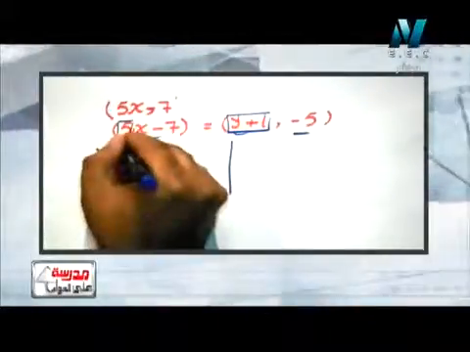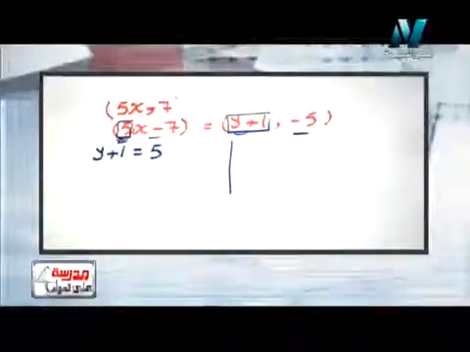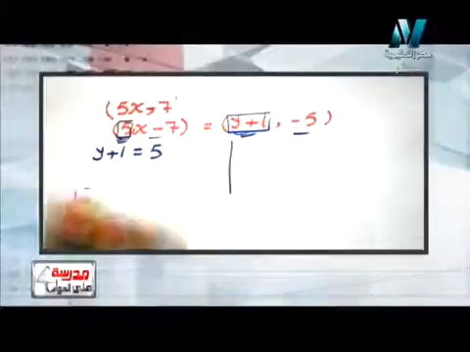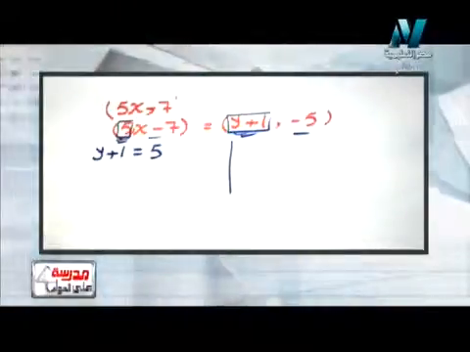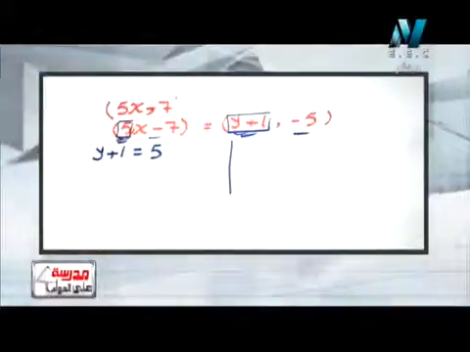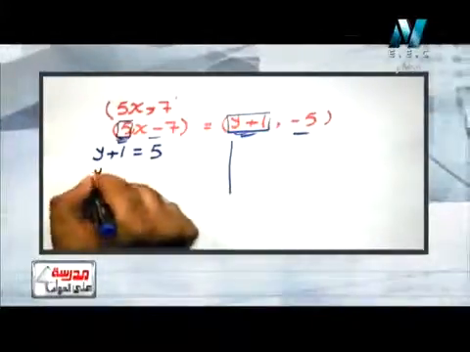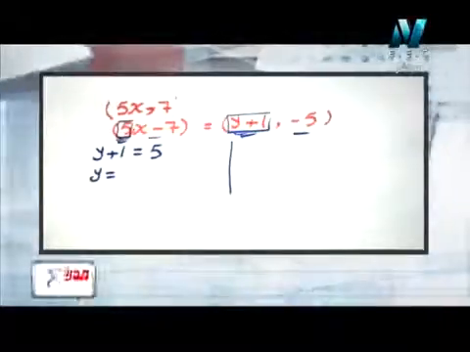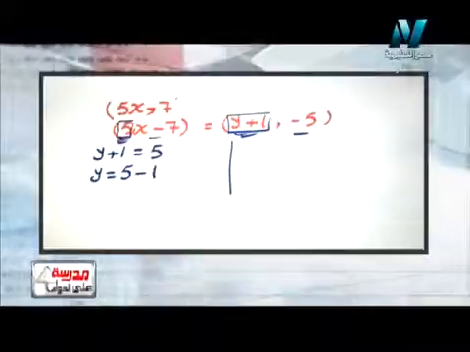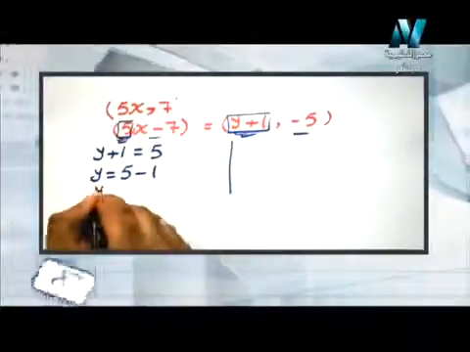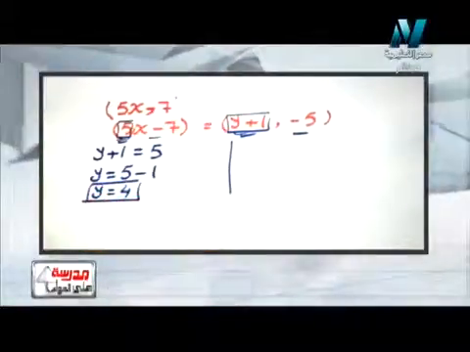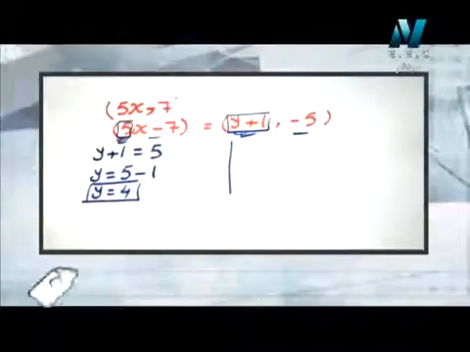Again, 5 is the first element of the ordered pair, and y plus 1 is the first element of the second ordered pair. Then they are equal in value. So you make an equation: y plus 1 equals 5. Then you use the opposite operation: y equals 5 minus 1. Simplified, y equals 4. Okay, y equals 4. What about the second element?